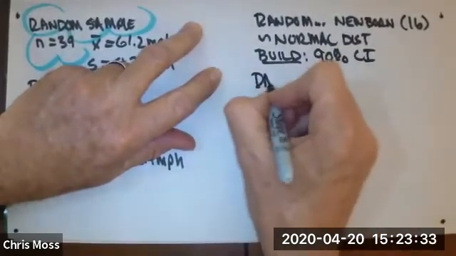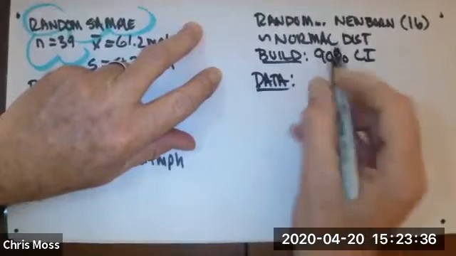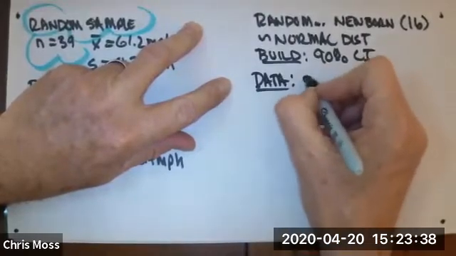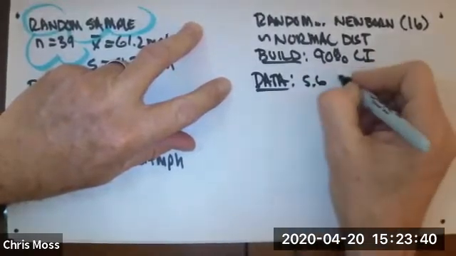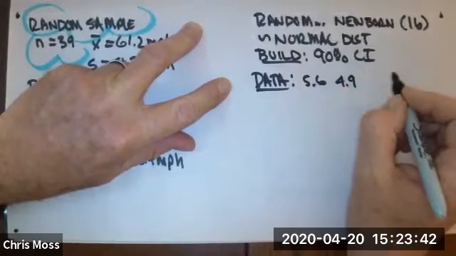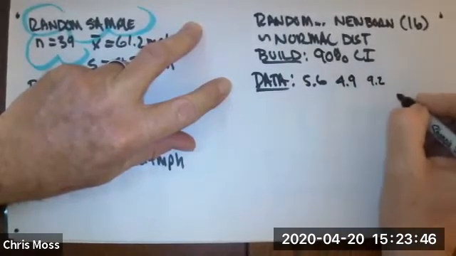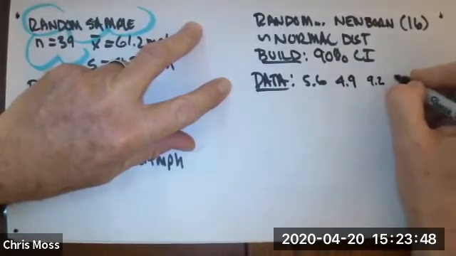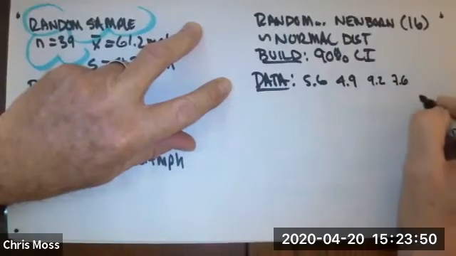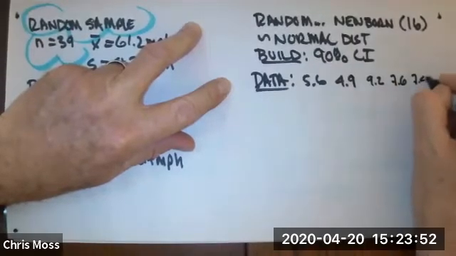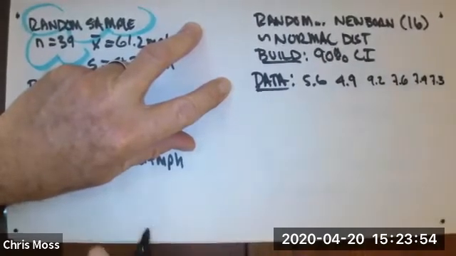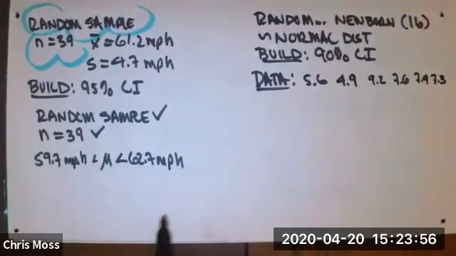My data: first little baby, 5.6 pounds. Second little baby, 4.9 pounds. 9.2 pounds, oh, big baby. 7.6 pounds, oh, the cute one. 7.4 pounds and 7.3 pounds finishes up my sample.